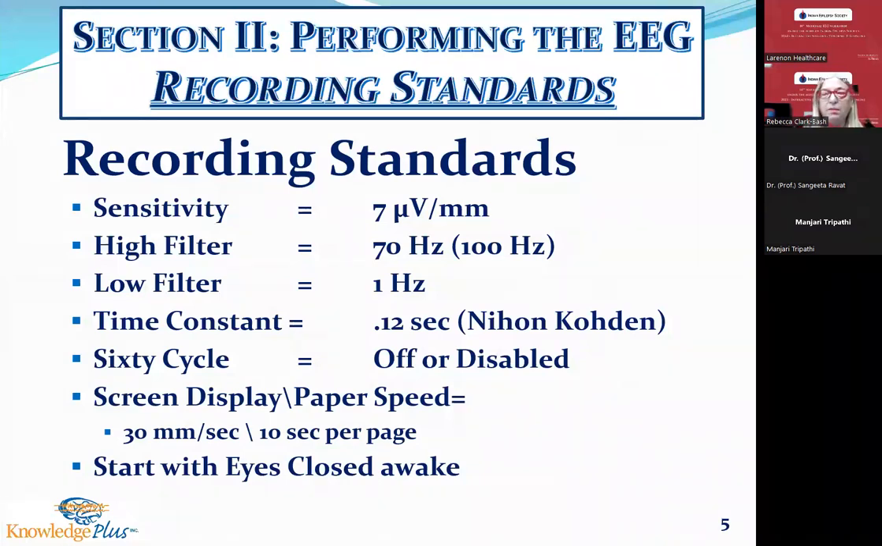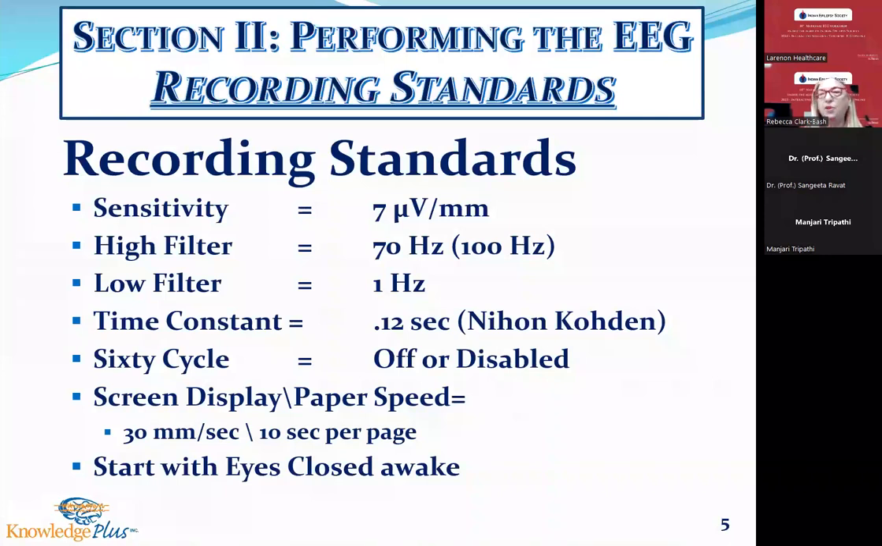Now it's critical, and I have in parentheses here, 100 hertz, but the critical high filter setting is 70 hertz with the low filter setting at 1 hertz. If you have the Japanese EEG machine, Nihon Koden, that filter that controls slower frequencies should be set to 0.12 because it is a time constant in seconds and not a low filter in hertz. The 60 cycle, or for you, the 50 cycle filter, you should always start with it off and use it as needed.